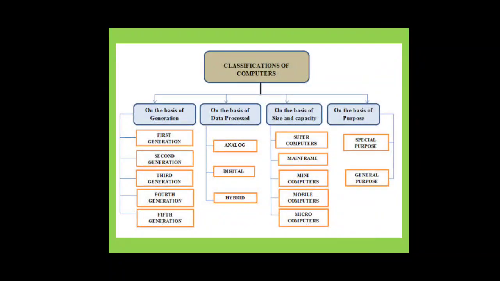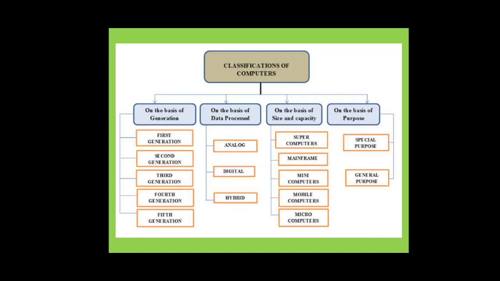Now we are going to see the classification of computers. What are the different classifications we have? Here you can see a flowchart diagram showing the classifications of computers. In our lessons we have 4 classifications. The first one is on the basis of generation. In this lesson we have 5 generations, which we will see later.